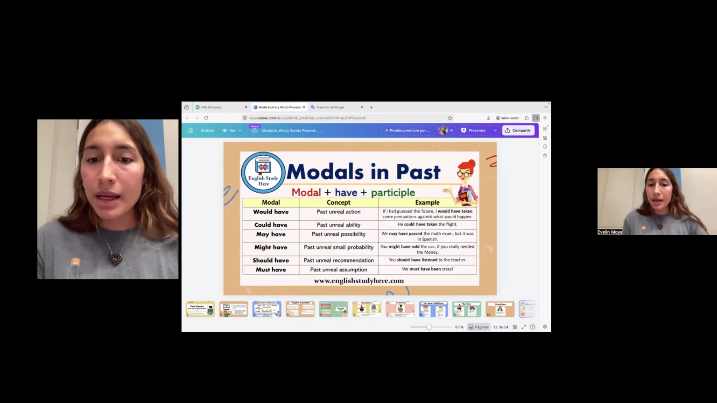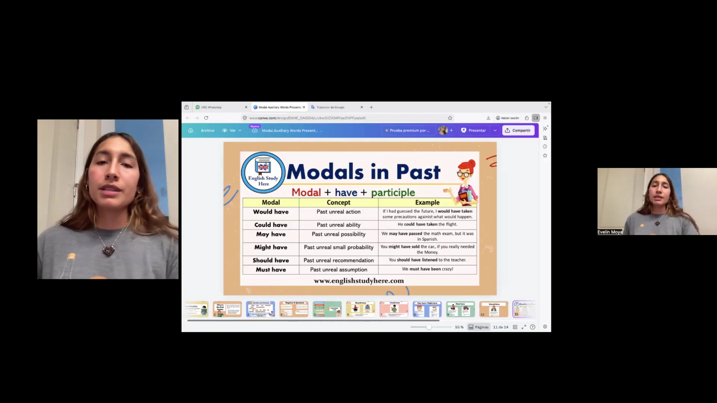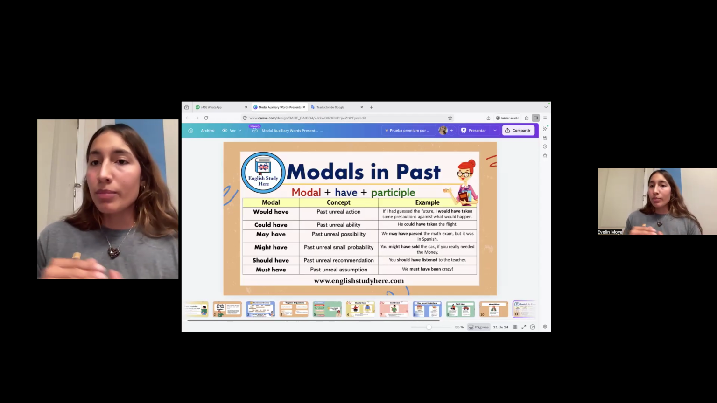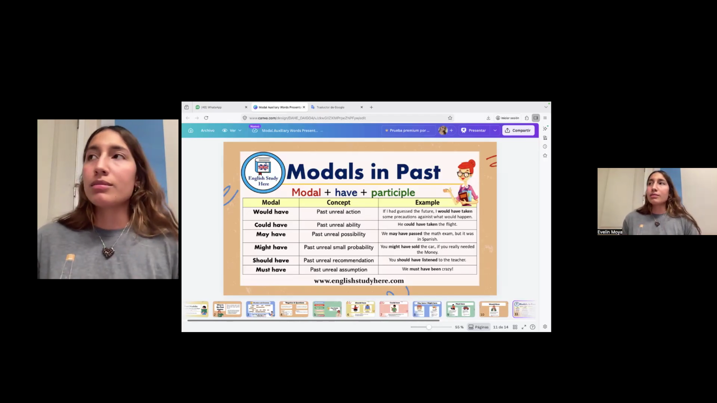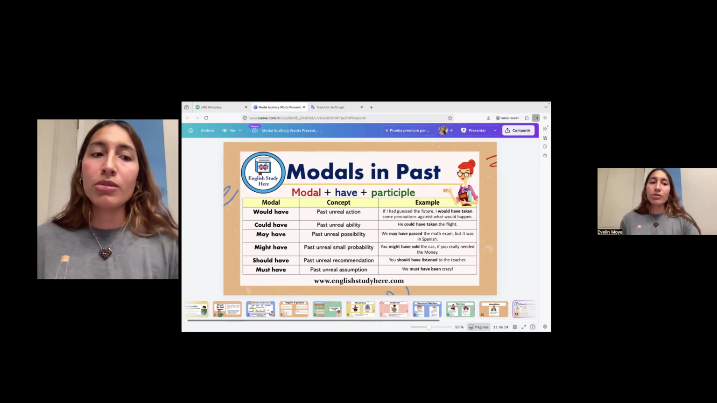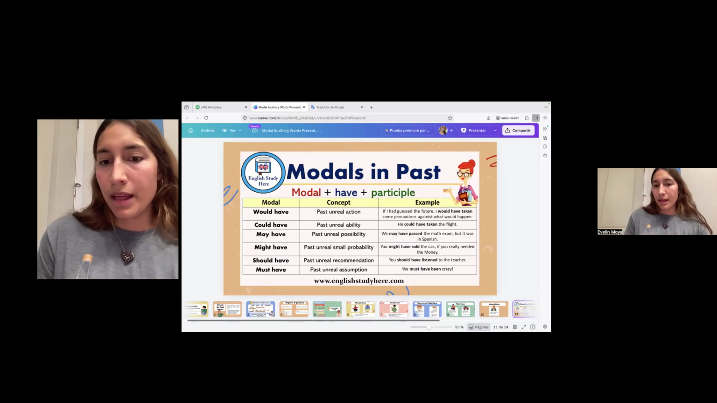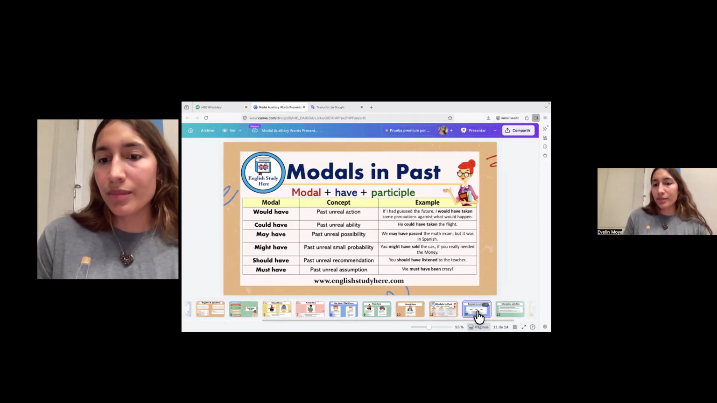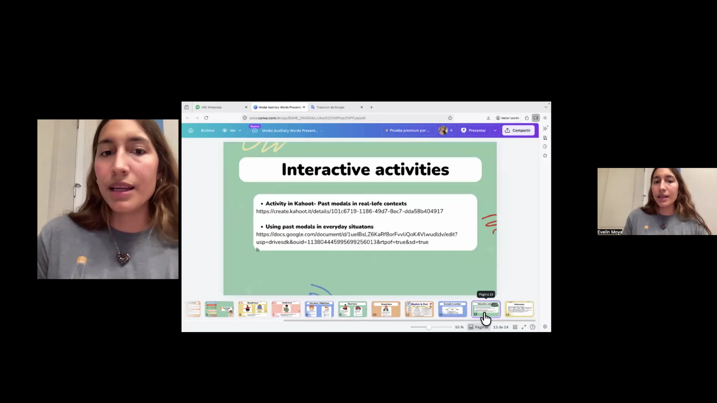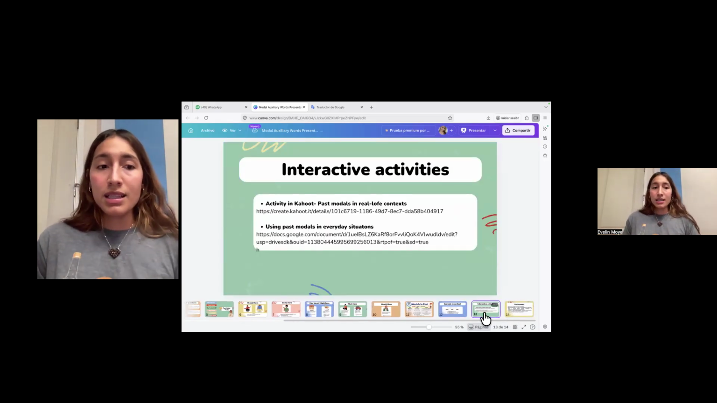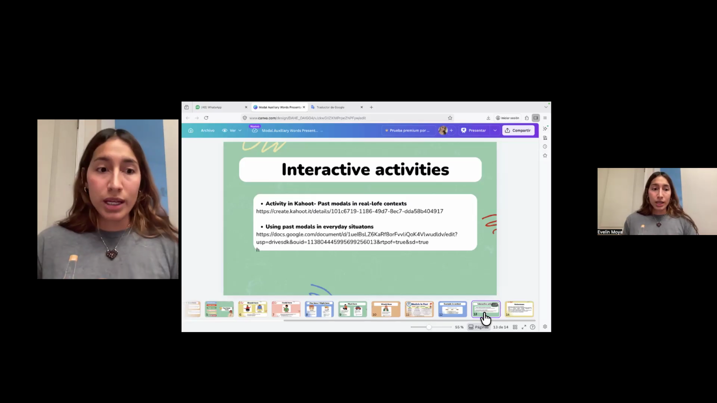Now here is the table that summarizes the modal verbs in the past and provides additional examples. This table is reinforcing what we are learning in this lesson. There are more examples here, and there are two activities we prepared for you. As you can see, we can use different modal verbs to describe the same situation.